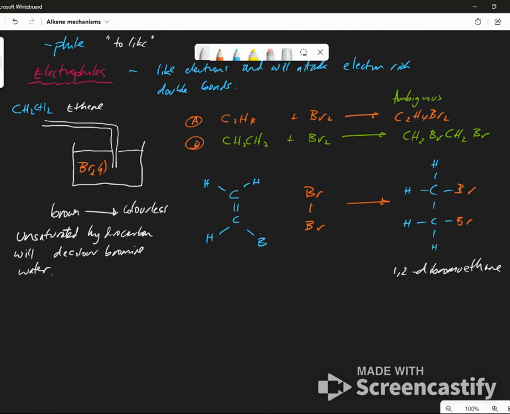So what's wrong with this one then? What could that be? C2H4Br2. What could that be? Anyone know? Why is it ambiguous? Ambiguous means it could be this or it could be this. I don't know which one it is. So if I say C2H4Br2, it could be 1,2-dibromoethane, but it could also be something else. Anyone?